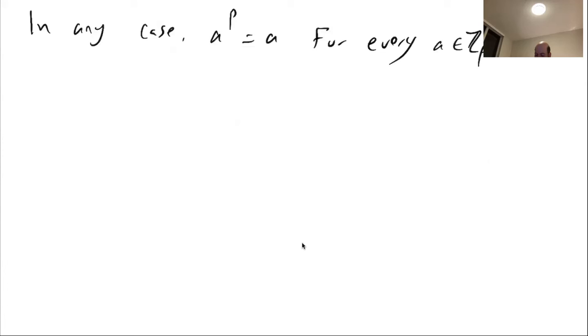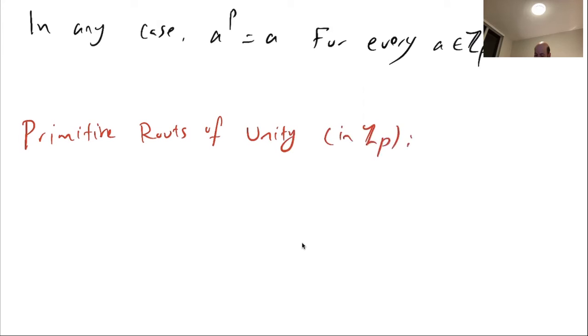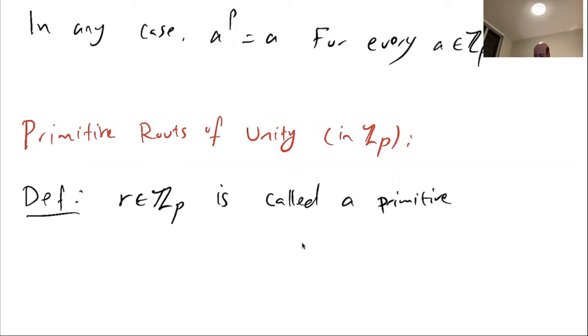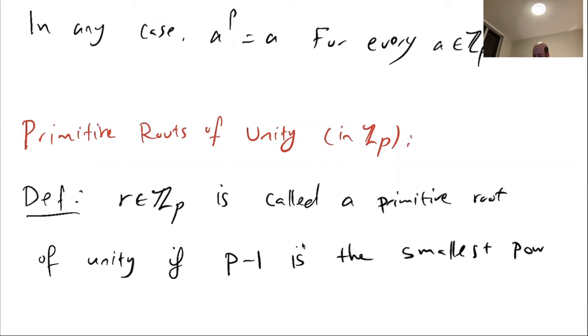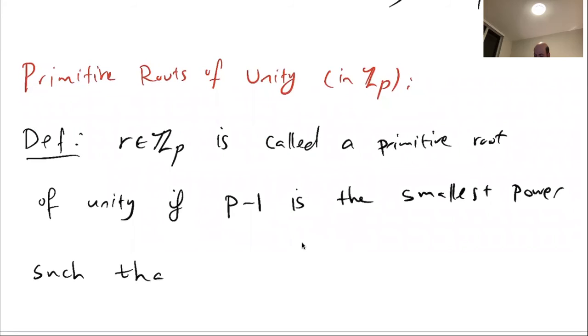Okay, another topic related to this is a concept called primitive root or primitive root of unity. Primitive roots of unity in Zp. So definition: r in Zp is called a primitive root of unity if p minus 1 is the smallest power such that r to power p minus 1 equals 1 in Zp.